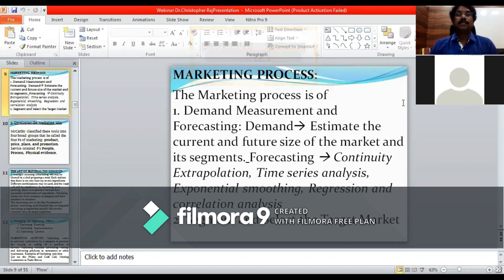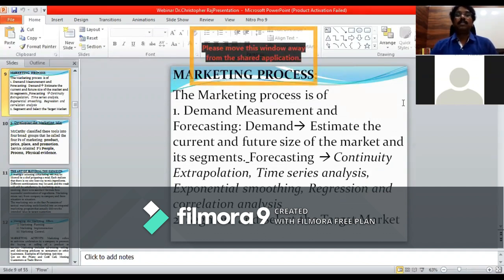So let's learn about the marketing process. The marketing process is, firstly, assessing demand: measurement and forecasting. Demand means estimating the current and future size of a market and its segments. Forecasting is a technique used. The different techniques are the continuity extrapolation technique, time series analysis, exponential smoothing, regression, and correlation analysis.